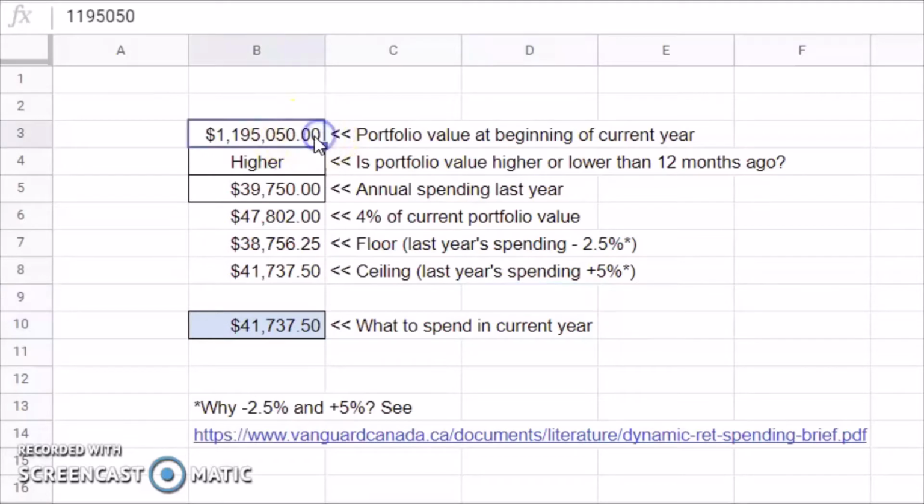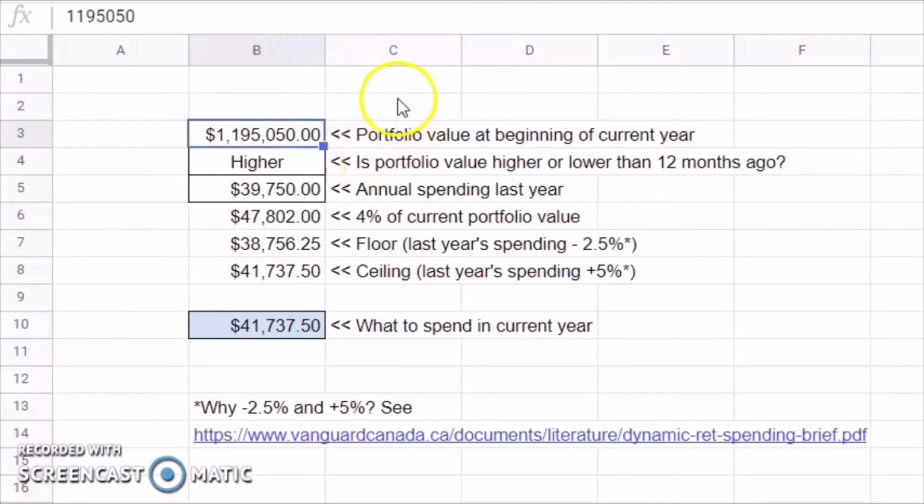In this example, there are 3 cells where you need to input your own information at the beginning of each retirement year. Now, dynamic spending only applies to your second or third or fourth or subsequent year of retirement. In the first year of retirement, you have to pick a reasonable withdrawal amount. It might be 4%, it might be 3.5%, whatever you think is most reasonable.